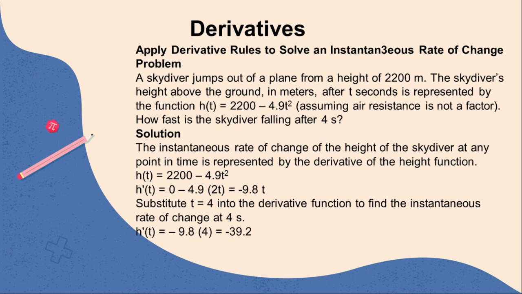Solution. The instantaneous rate of change of the height of the skydiver at any point in time is represented by the derivative of the height function. h(t) equal to 2,200 minus 4.9 t squared. h'(t) equal to 0 minus 4.9 times 2t, equal to minus 9.8 t. Substitute t equal to 4 into the derivative function to find the instantaneous rate of change at 4 seconds. h'(4) equal to minus 9.8 times 4, equal to minus 39.2.